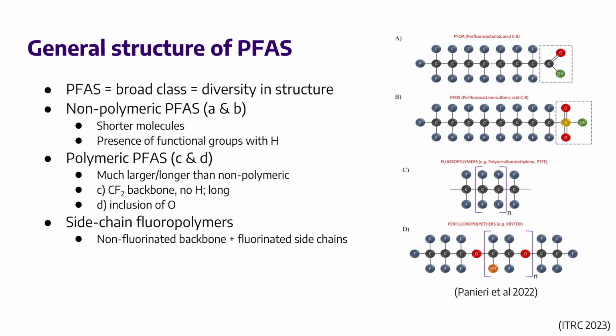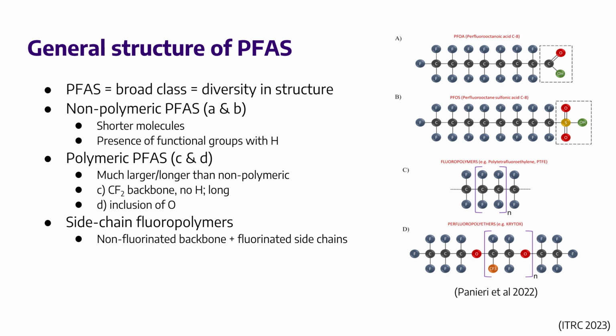PFAS is a broad class of chemicals, which means that there is a lot of diversity in structures. In the graphic on the right, we can see that non-polymeric PFAS and polymeric PFAS have different structural quirks. So non-polymeric PFAS are usually shorter molecules. They have shorter chains compared to polymeric PFAS, and they also have the presence of functional groups, usually with a hydrogen as well.